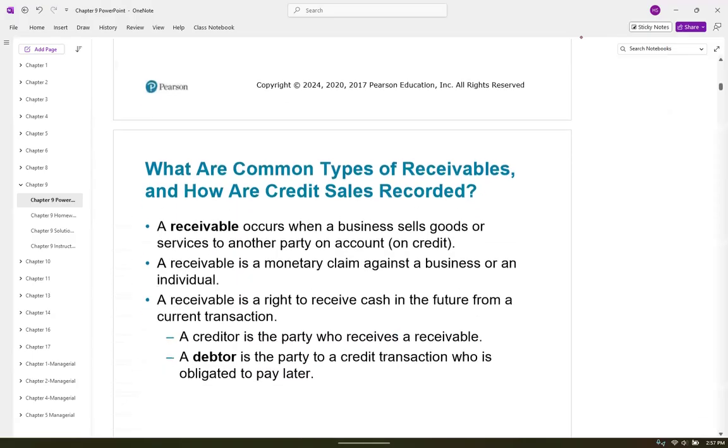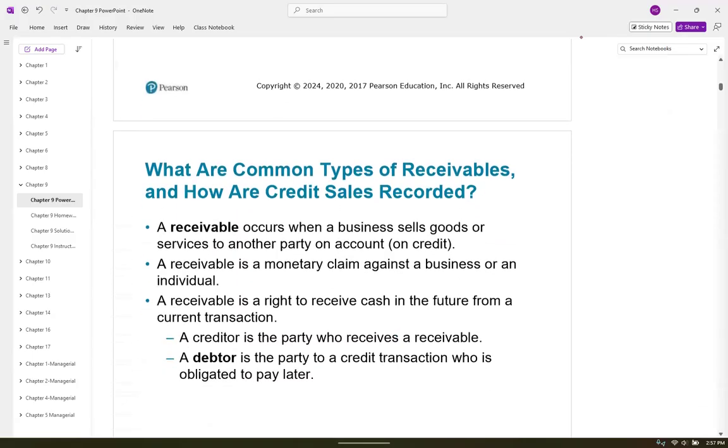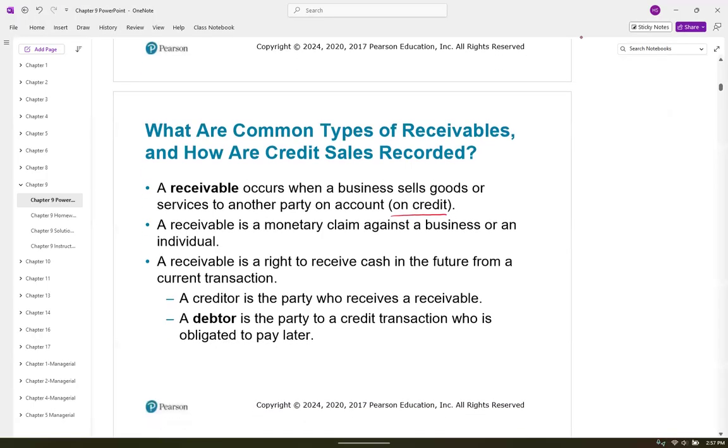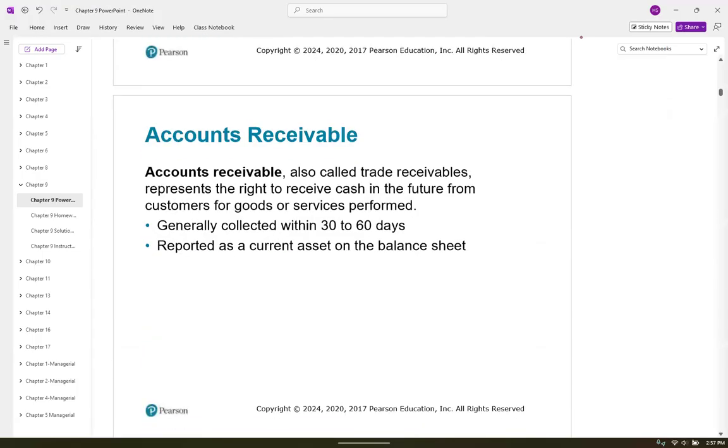Okay. So a receivable occurs when a business sells goods or services. Remember, it could be either one, on account. The receivable is a monetary claim against the business or the individual. A receivable is a right to receive cash in the future from a current transaction. So a creditor is a party who receives the receivable. The debtor is the party to a credit transaction who is obligated to pay later.